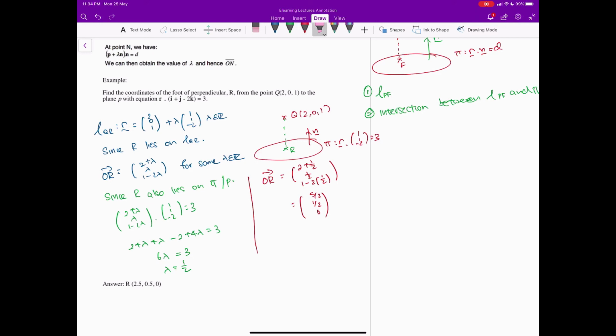Take note, the question asks for the coordinates, not the position vector. So I need to change my position vector to coordinate form. Never write it from a position vector, immediately convert it to coordinates. You have to write a separate line. So in this case, R will be equal to (5/2, 1/2, 0). This is my answer. So pause the video, try redoing this question yourself without referring to the answer, and see whether you can get the same answer as well.